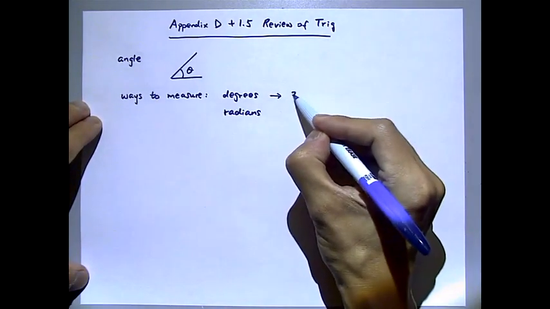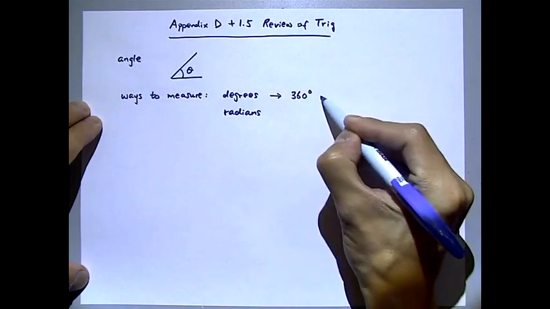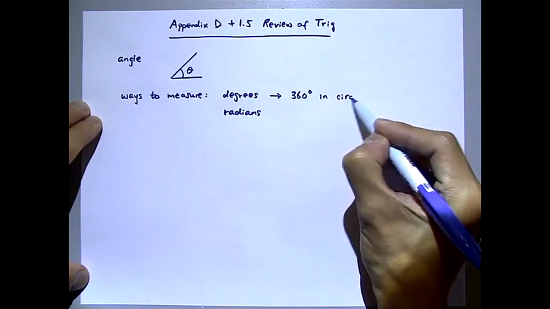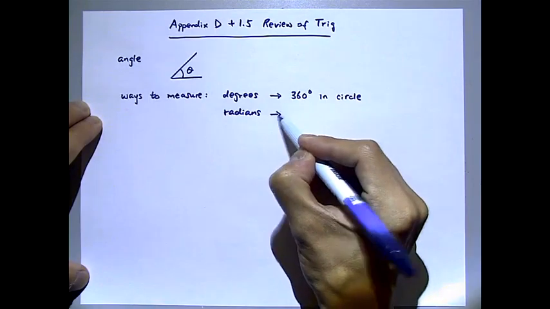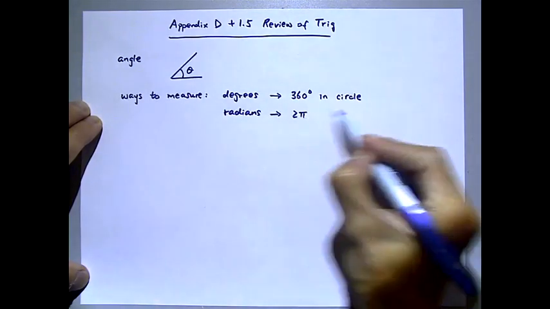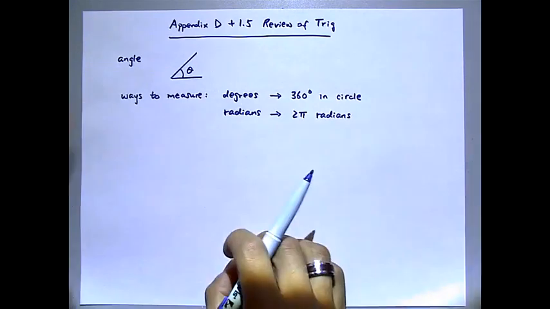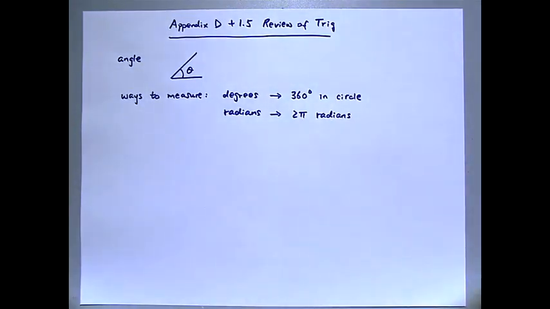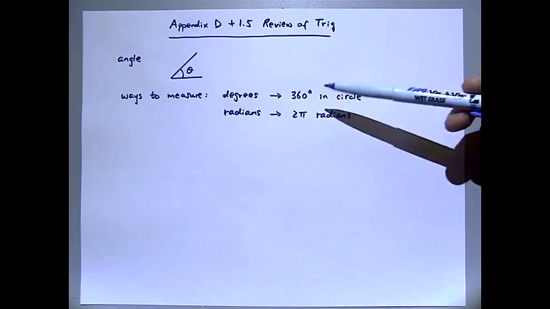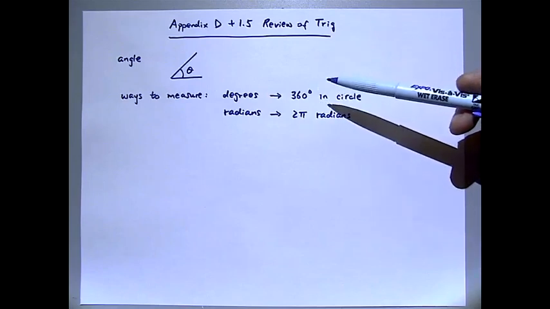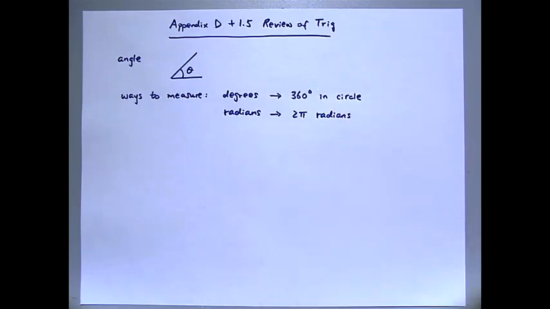We know there are 360 degrees in a circle. And for a whole circle, there are 2 pi radians. Okay, so measuring things in 360 degrees, that's rooted in ancient history. Ancient Babylonians, ancient Greeks, ancient Indians also, they all mentioned dividing a circle into 360 units. Radians is a little bit different.